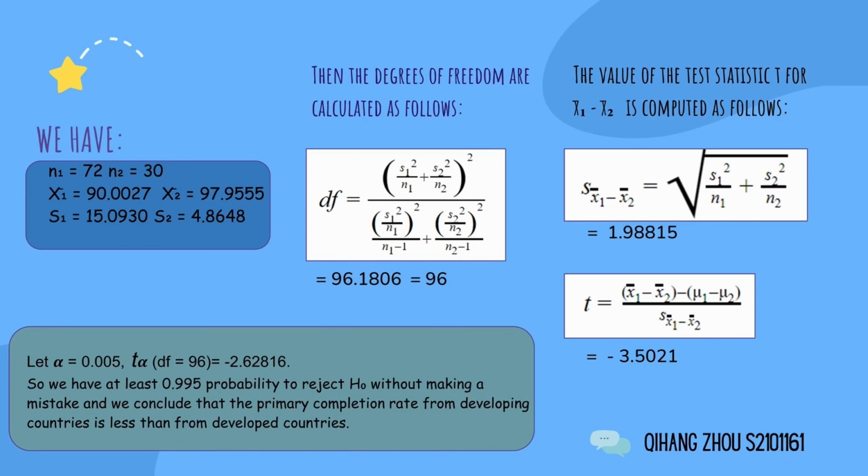As we don't know the parameters of the populations, we still suppose the standard deviations sigma 1 and sigma 2 of the two populations are unknown and unequal. So, in the same way, we can compute and compare the test statistic and the critical value, from which we can, similarly, conclude that the primary completion rate from developing countries is less than from developed countries.